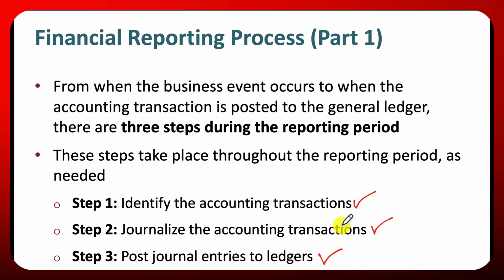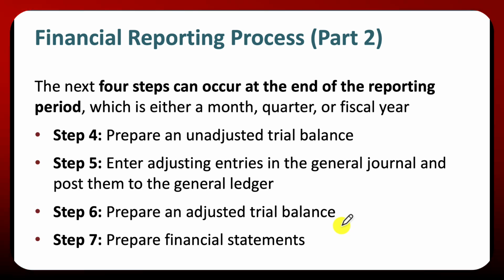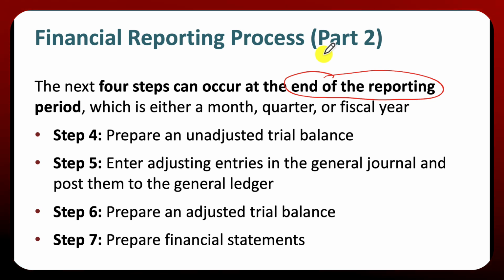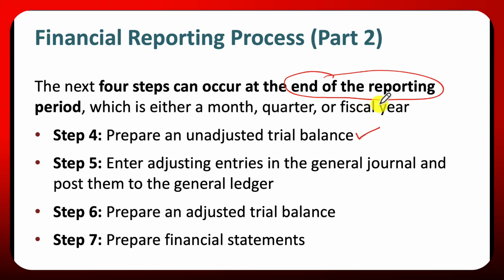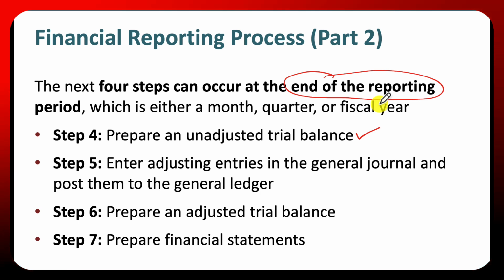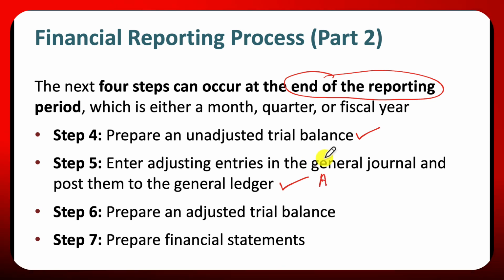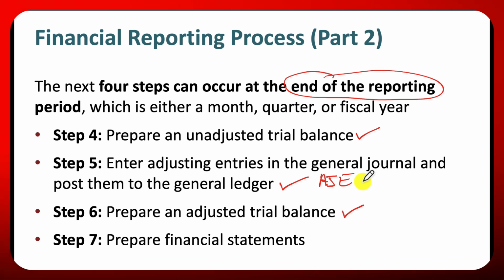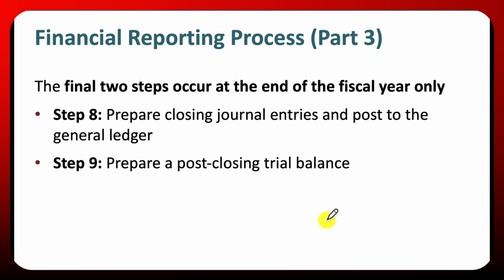and finally post that journal to the general ledger in step 3. Then the next 4 steps usually occur at the end of the reporting period, which could be a month, a quarter, or the fiscal year. Step 4, we're looking to prepare our unadjusted trial balance. Then we enter our adjusting entries into the general ledger and post them. Since we've done our adjusting journal entries, we are going to prepare an adjusted trial balance. And from that adjusted trial balance, we are going to prepare our financial statements.